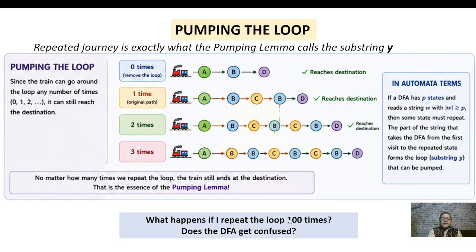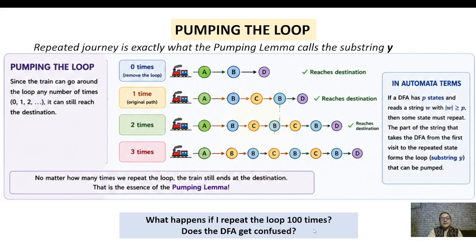Imagine stretching a spring. You can stretch it once, twice, three times, or not at all. So sometimes i equals 0. That means you have not done a loop at all. So the beginning of the journey remains the same. The destination remains the same. Only the number of trips around the loop changes. Looking at these four journeys, there can be 0 repetitions, 1 repetition, 2 repetitions, n repetitions. Although the journey lengths are different, the train always reaches the same destination.